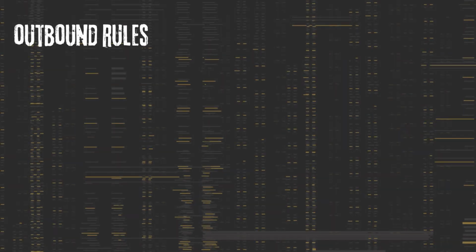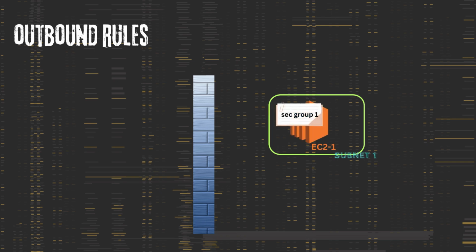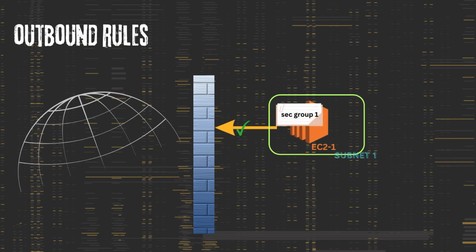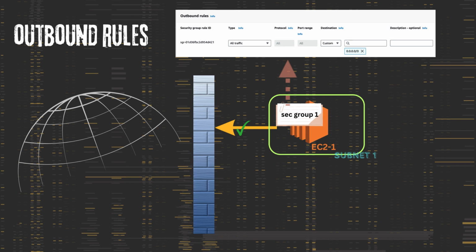Outbound rules specify the types of outgoing traffic allowed from the instances. Similar to inbound rules, outbound rules define protocols, port ranges, and destination IP addresses or security groups.